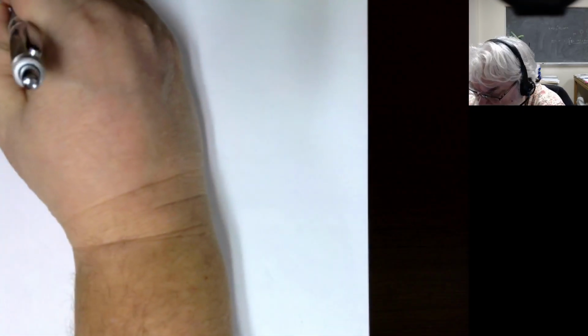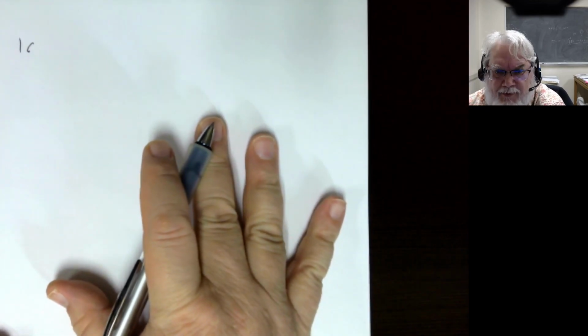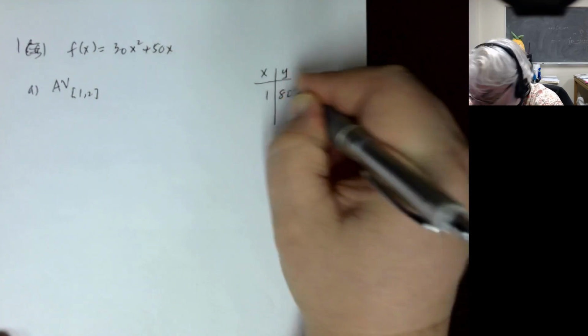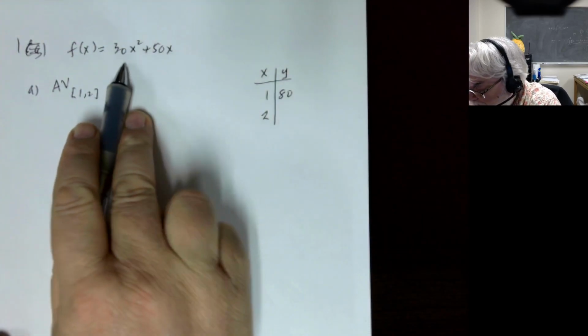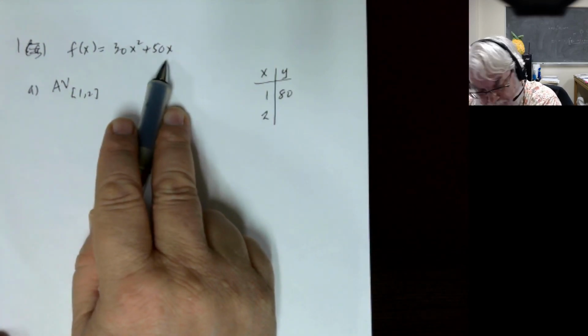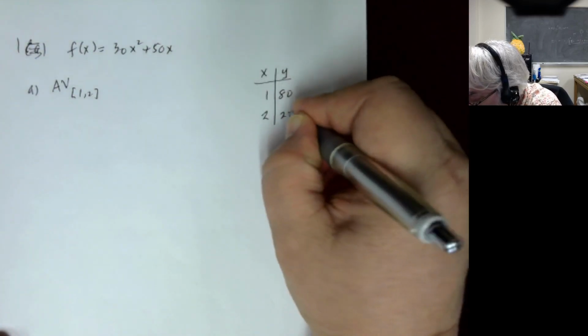So 1A. Our function here was 30x squared plus 50x. And for part A, we want to compute the average rate of change from 1 to 2. So I need to know what the functional values are there. At time 1, it looks like it's 80. And if I plug in a 2, I get 30 times 4 is 120, plus 100 is 220.